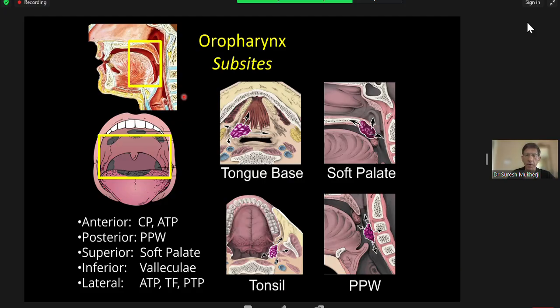Now, there are four primary subsites of the oropharynx: the tongue base, the soft palate, the tonsil, and the posterior pharyngeal wall. We're going to discuss these all in detail. If you're not familiar with the anatomy of the oropharynx, don't worry about it. If by the end of my talk you still don't understand it, don't blame yourself. That just means I've done a terrible job. So I'll do my best to make it as easy as I can.